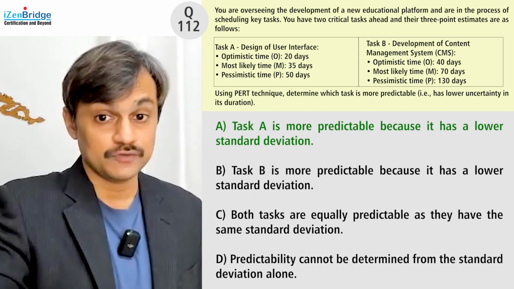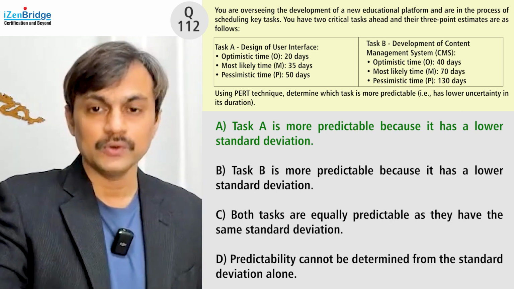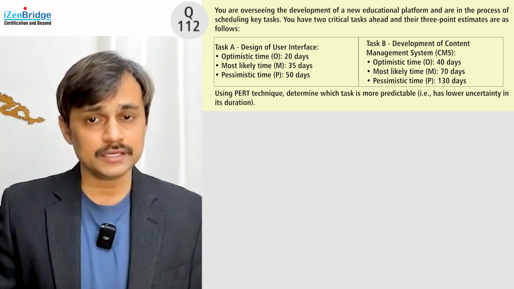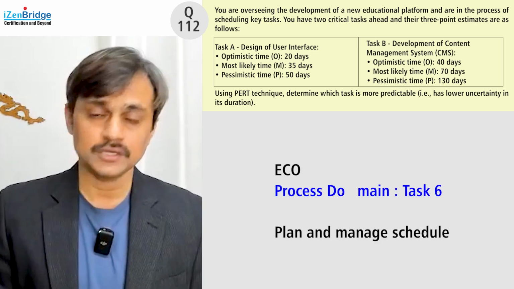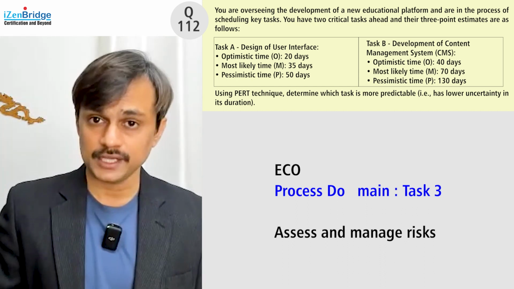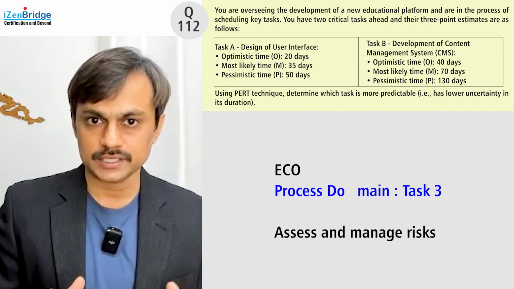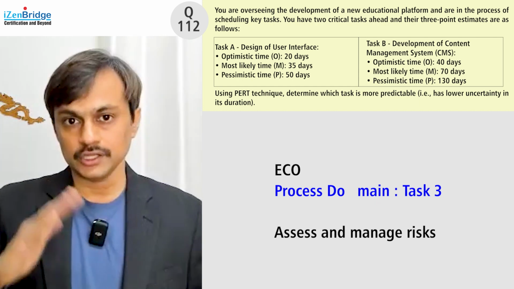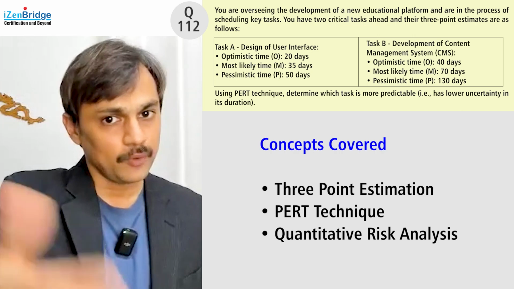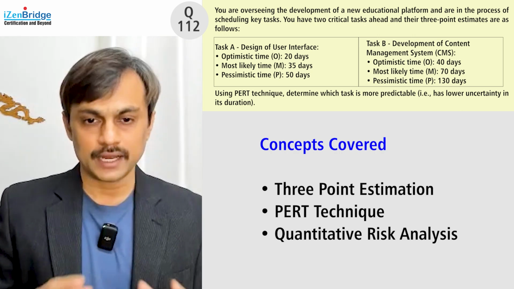This is a pure calculation question which you may face in your PMP exam. Simple calculations, provided you know that you just need to check the range. So overall, we are mapping it to task 6, plan and manage a schedule. Loosely, it also couples with risk management, assess and manage risk, because here you are doing some amount of quantitative risk analysis, looking at the deviation between the optimistic and pessimistic numbers. So overall, the topics covered: 3-point estimates, the PERT technique, as well as quantitative risk analysis.